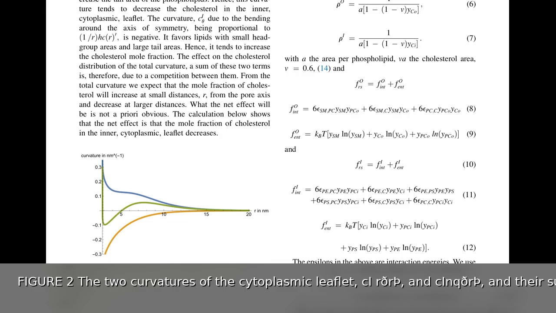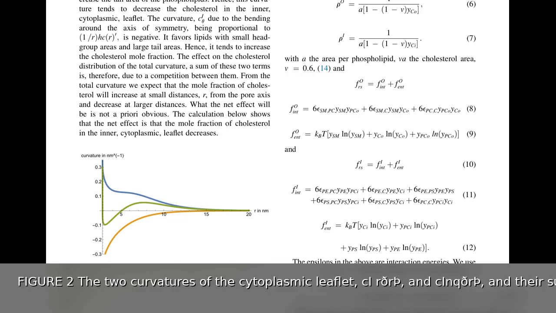Because these curvatures have opposite signs but similar magnitudes, their sum, the total curvature, changes sign depending on the distance from the pore. This interplay means that the membrane shape produces competing effects on cholesterol distribution. The positive C_R curvature favors lipids with large head groups and small tails, which tends to reduce cholesterol content, since cholesterol increases tail area.